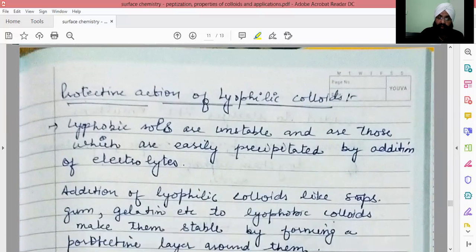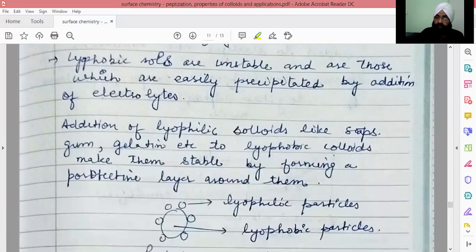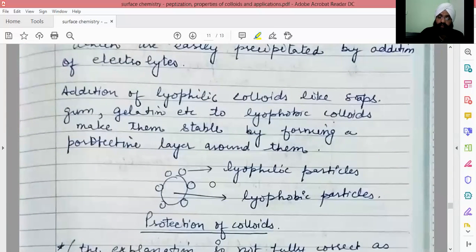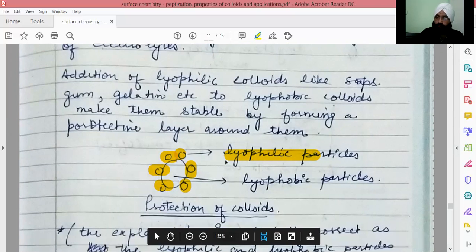Next is the protective action of lyophilic colloids. Lyophobic colloids are unstable and can be precipitated easily. So these can be protected by the addition of lyophilic particles to them. It is believed that the lyophilic particles dissolve themselves on the lyophobic particles and make them stable. But this theory is not fully acceptable. But this is the only theory.